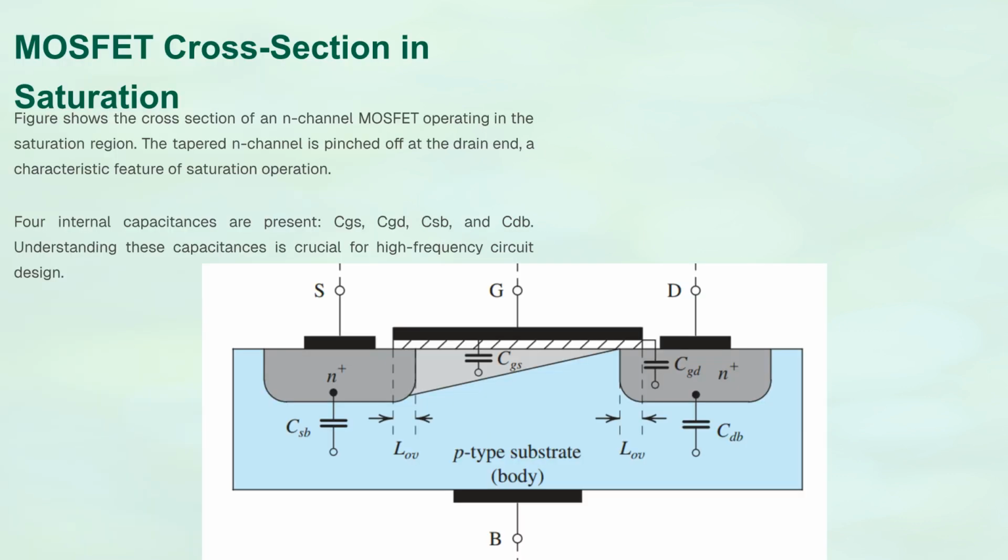In the saturation region, the N-channel MOSFET exhibits a tapered channel pinched off at the drain end. Four key internal capacitances are present: CGS, CGD, CSB, and CDB. These are crucial for high-frequency circuit design.